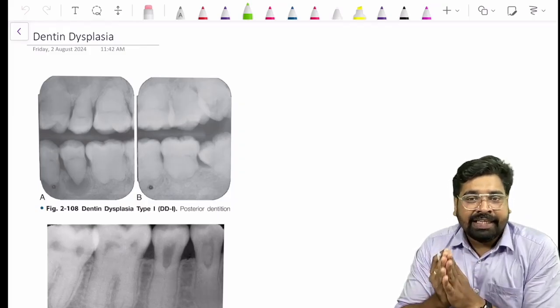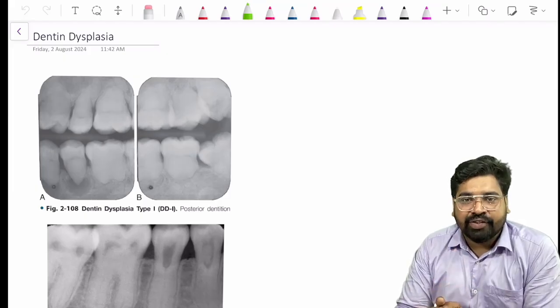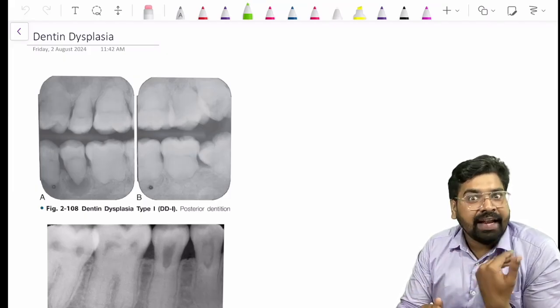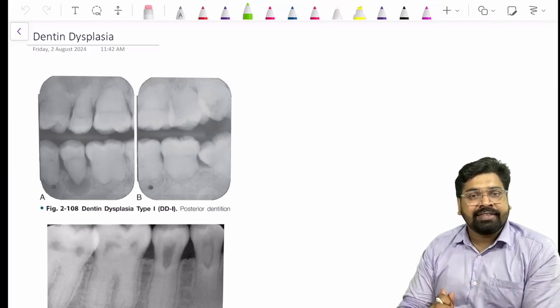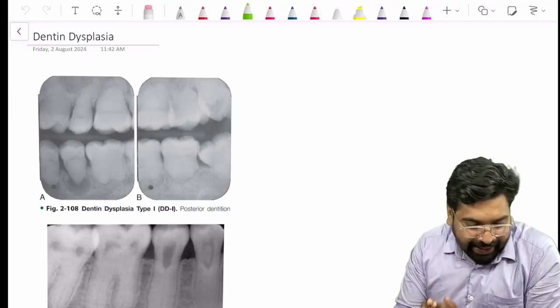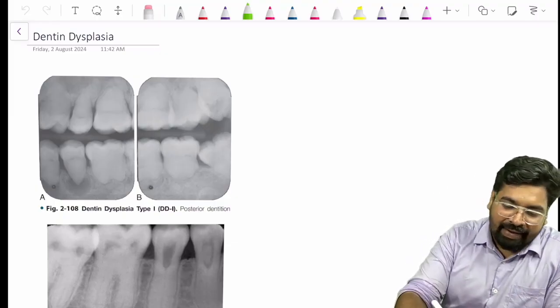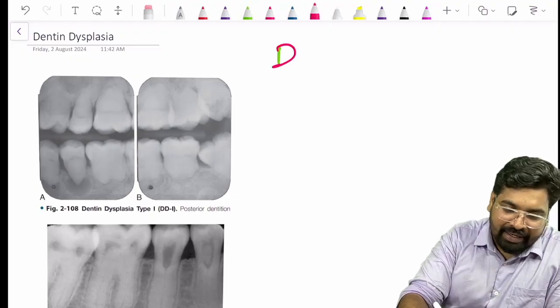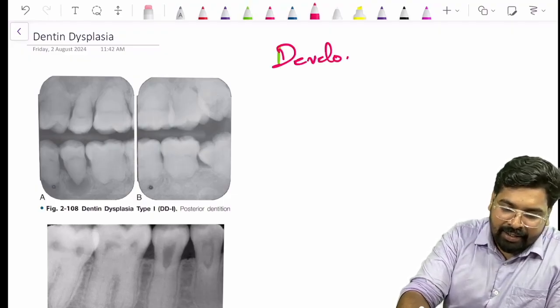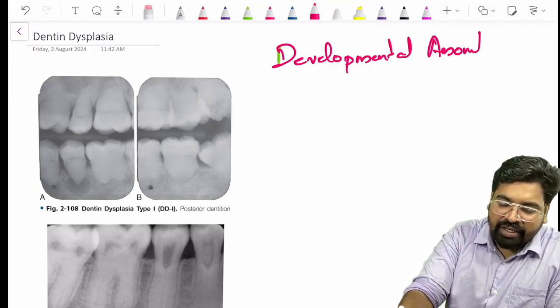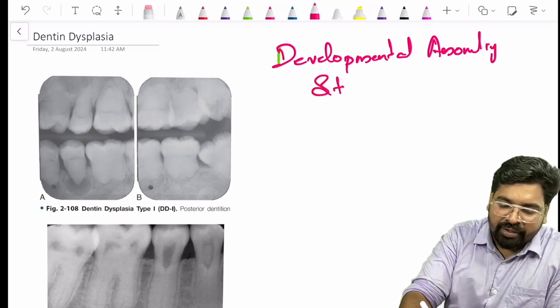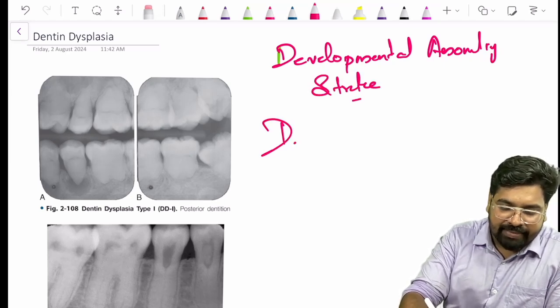We have seen developmental anomalies regarding the structure of teeth. In this video, we will discuss the next developmental anomaly, which is very important. That is dentin dysplasia. Dentin dysplasia is another developmental anomaly related to the structure of the teeth.